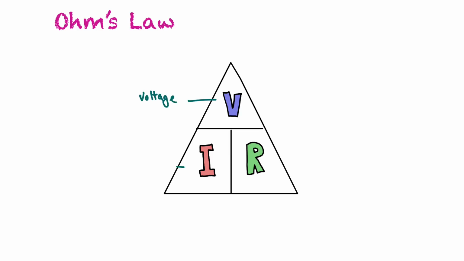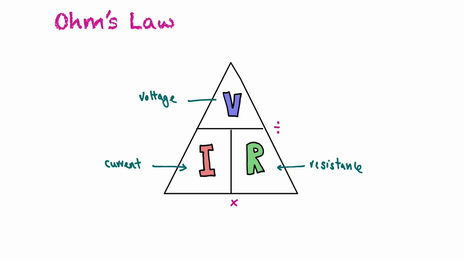And I is down here, so that's current. And then R is over here. That's resistance. Now, if you remember, if things are above and below each other, you divide. And if they're side by side, you multiply.